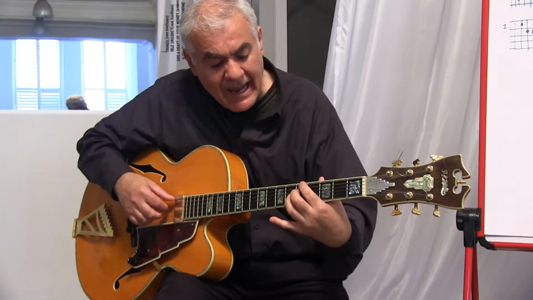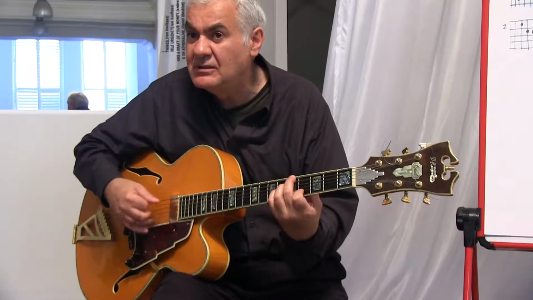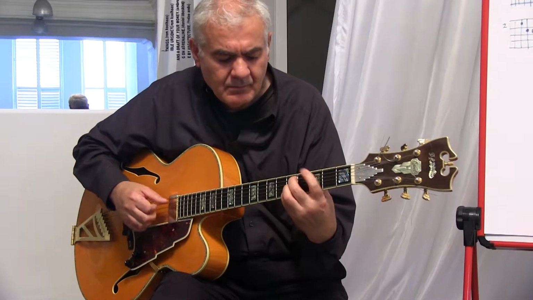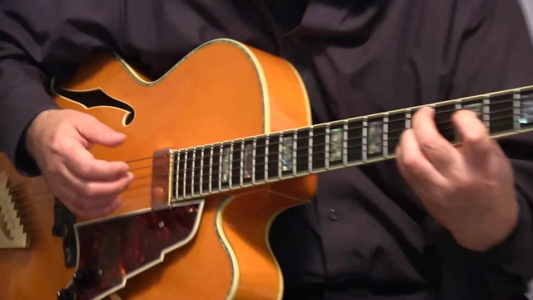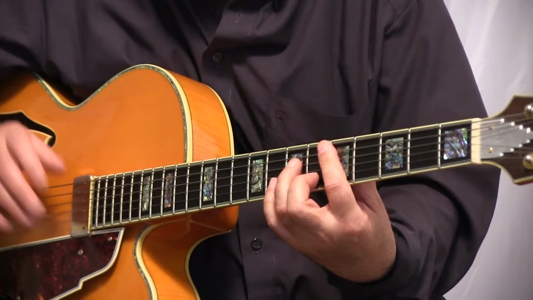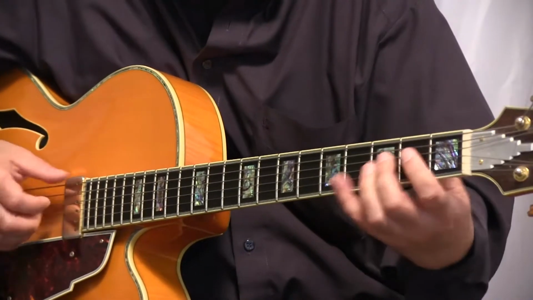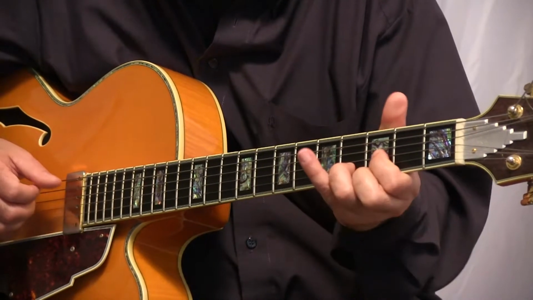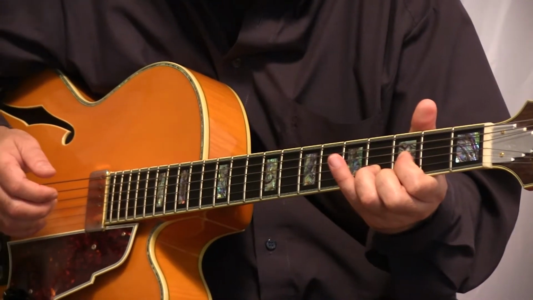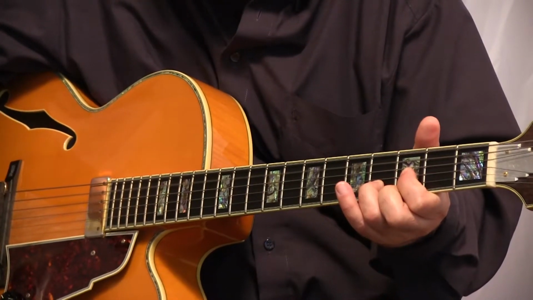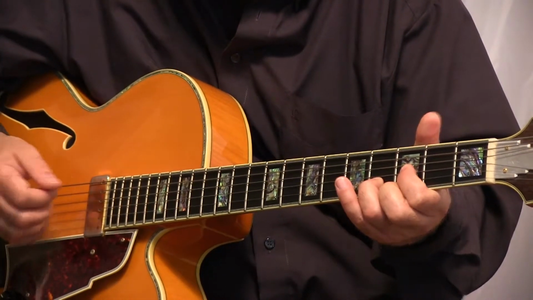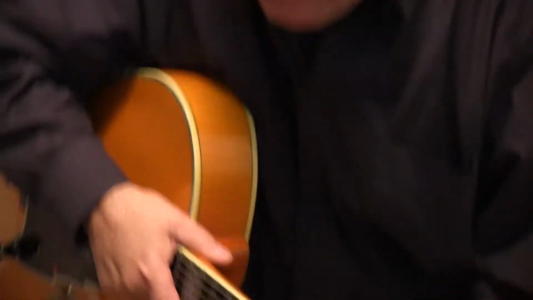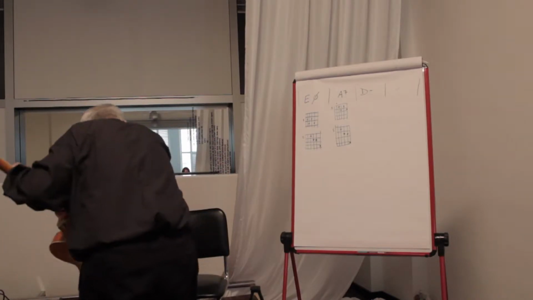For example, A7, I choose now this. And then D minor. D minor is always almost the same. Then same as a G7, A7. I write a few 7 chords.